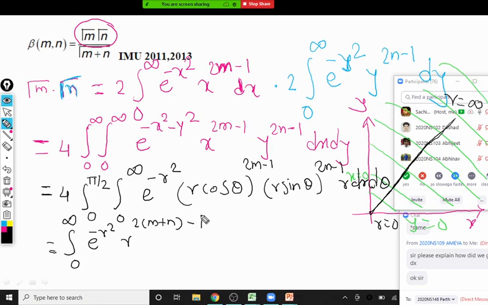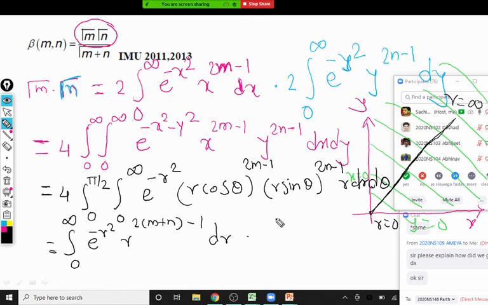Can I write like this? Check. r raised to 2m minus 1 plus 2n minus 1, so 2m plus 2n minus 2, and this is raised to plus 1. So this is only left. Clear? You can just add separately: 2m minus 1 plus 2n minus 1 plus 1.